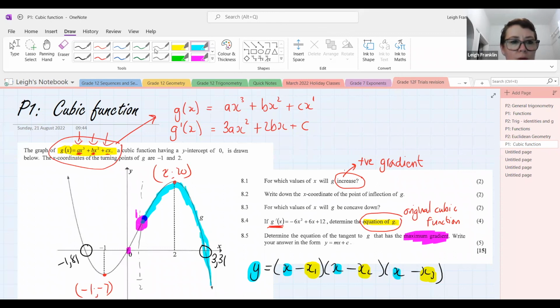Oh, sorry, I forgot the a. Silly me. And then you're going to work out the value. And then what you would do here is you would work out what that a value is. And then you would go back and sub it in and multiply all those brackets out.